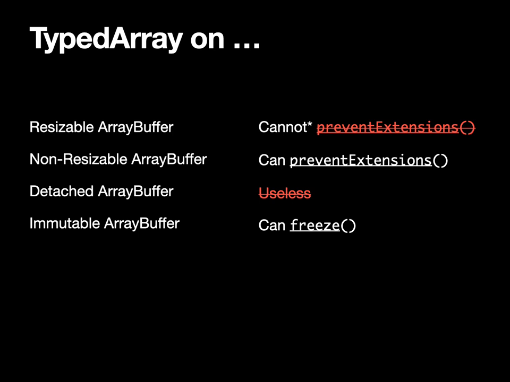So to sum up that point, when you make a typed array on these various flavors of buffer, if you make it on a resizable one, you cannot prevent extensions. If you make it on a non-resizable one, you can. If you make a typed array on a detached array buffer, or the array buffer you've made the typed array on detaches, then the typed array is useless. And finally, a typed array on an immutable array buffer is a typed array that you can freeze.